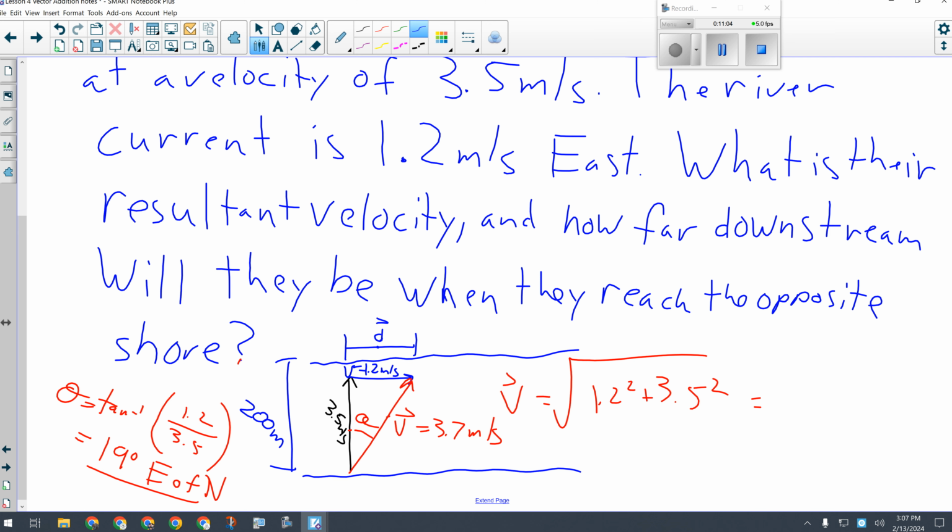Time. So let's look at what else I know. I know it's 200 meters across the river, and I know I'm going across the river at 3.5 meters per second. Can I find time with those two numbers? Is that the same amount of time I'd be going downstream? It is, because once I get to the other side, I will also be this far downstream, and I won't be going anymore, because my canoe will run into the shore on the other side, and I will cease to do both at that point.